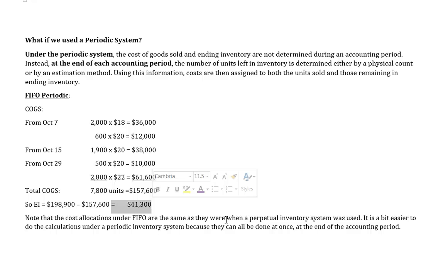So you might say, well, there's no difference. That's correct. Normally what we find is that under a FIFO cost flow assumption, periodic and perpetual will usually give the same answers.